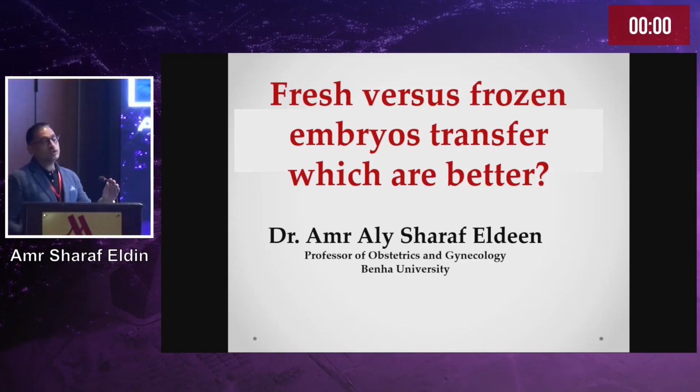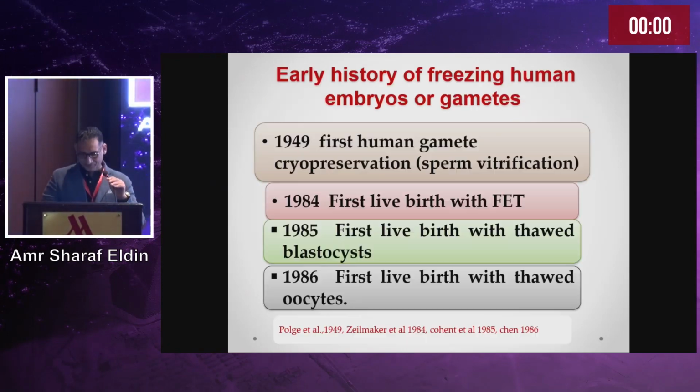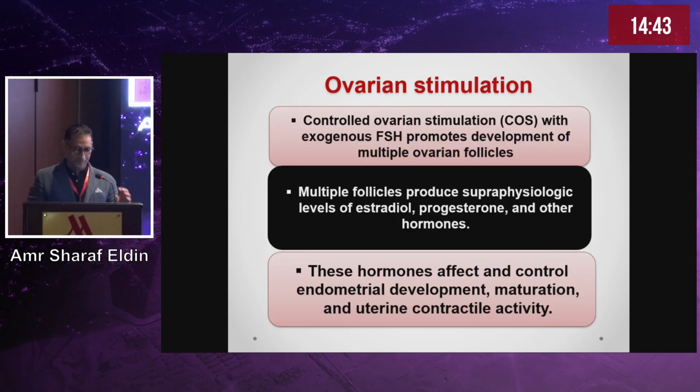Fresh versus frozen embryo transfer, which is better? Early history of freezing human embryos or gametes. In 1949, it was the first human gamete cryopreservation. In 1984, it was the first live birth with frozen embryo transfer. In 1985, it was the first live birth with a slow-frozen blastocyst. And in 1986, it was the first live birth with a slow-frozen oocyte.